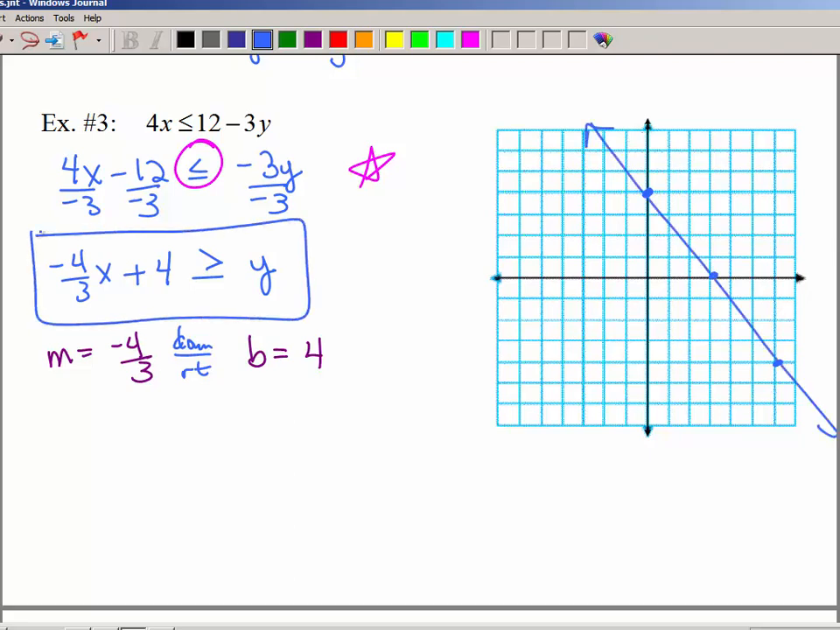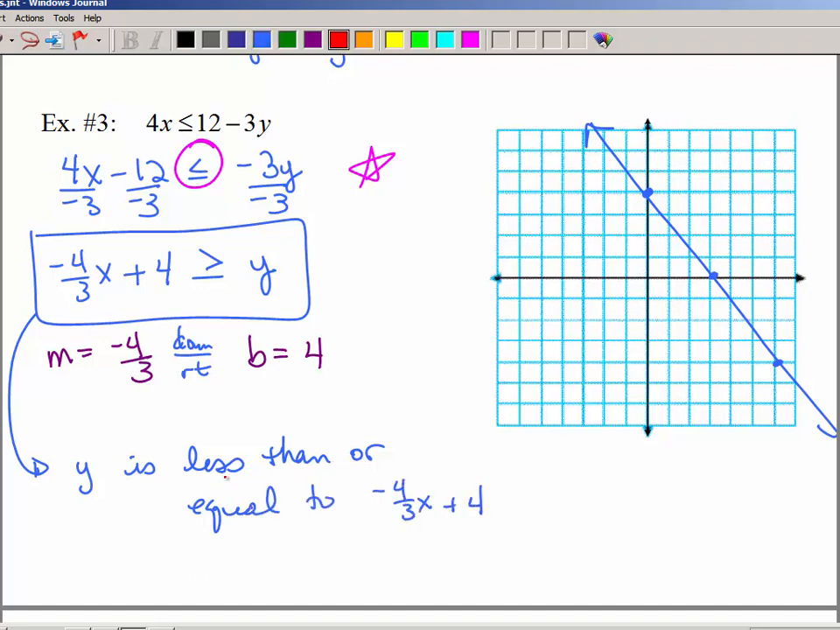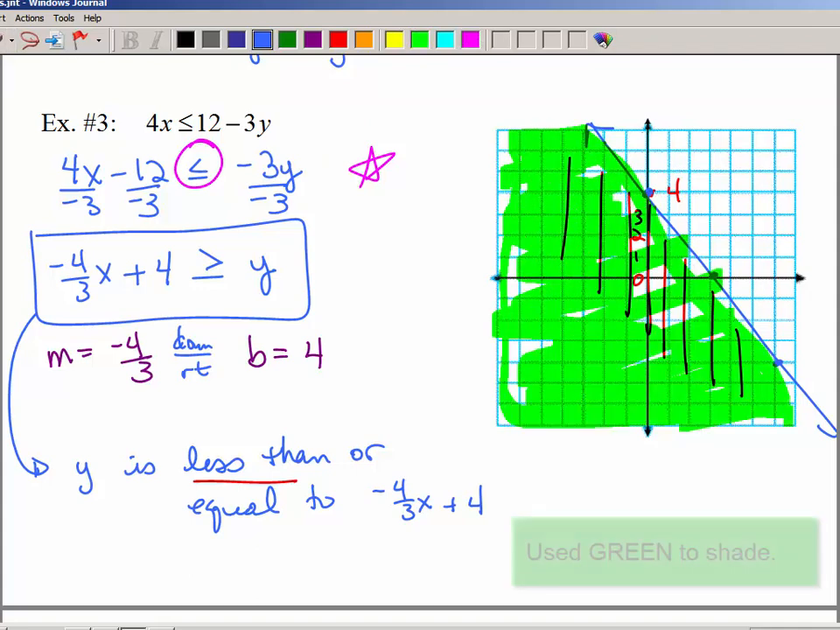Again, I come back up here and I want to read this from y, and that says y is less than or equal to negative 4/3 x plus 4. Again, y is less than, so here's 4, less than, it's going to be 3, 2, 1, 0. Remember, if it's greater than, we would do the other side, and then we would shade. You could work that problem again by putting that y on the left-hand side, and you would end up with the same exact answer. But I encourage you to be able to read right to left and left to right.